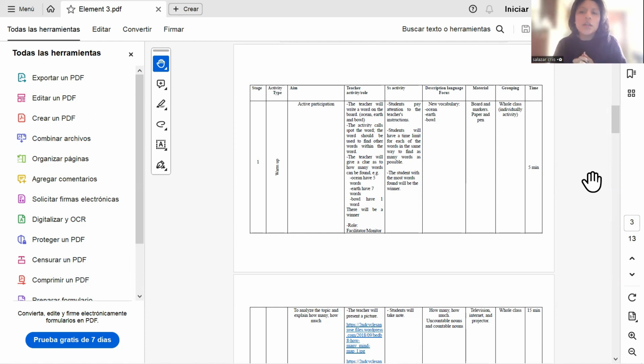The materials that we will use are the board and markers, and in the case of the students, they will use paper and pen. The grouping is the whole class, but during the activity it is individual. And the estimated time is around 5 minutes. As you can see, this activity is like an icebreaker, since we will not give any instruction on the topic.